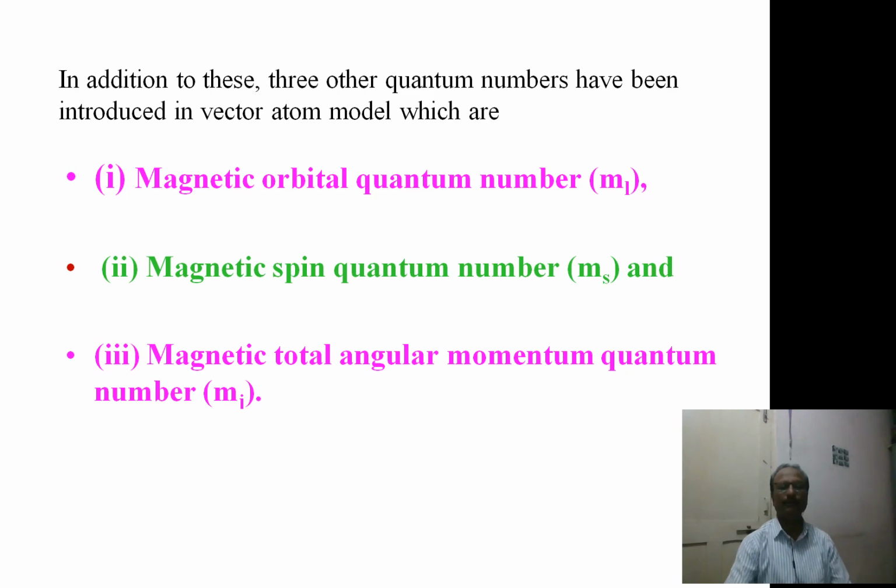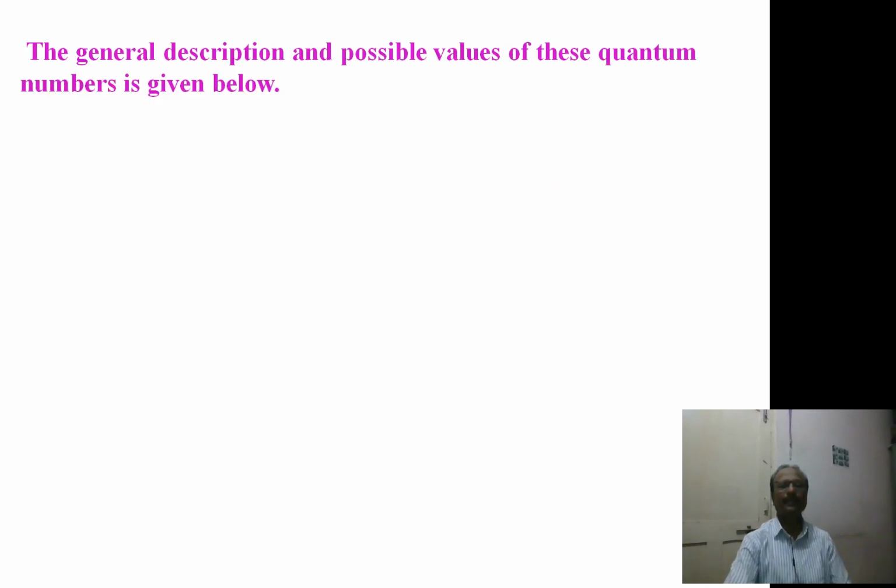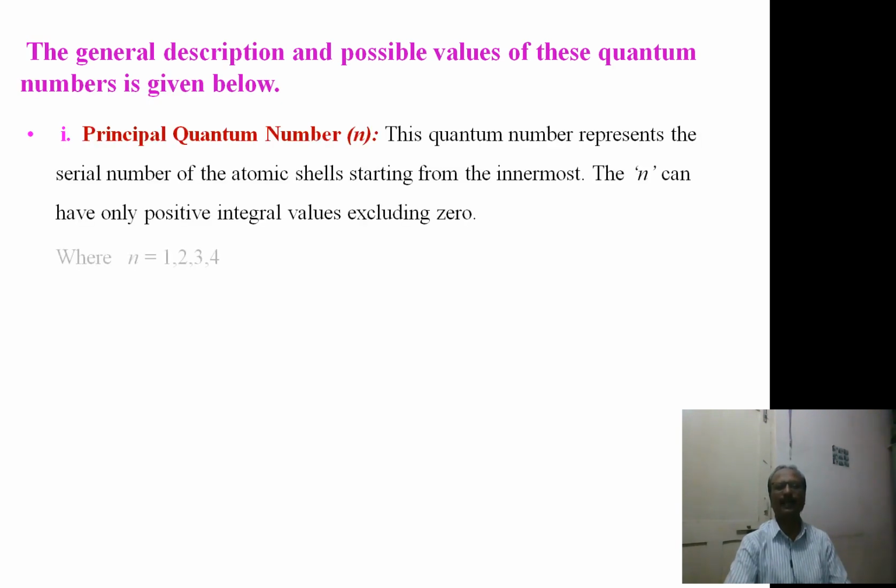Because when an external field is applied to the atom, then about this magnetic field, the orbital angular momentum vector L and the spin angular momentum vector S precess, and they combinedly form the total angular momentum vector J. So, the general description and possible values of these quantum numbers are given as follows.